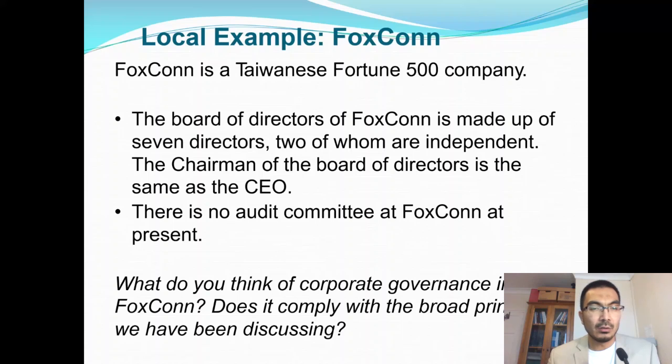Again, as we mentioned, there's no audit committee, which means that obviously internal control systems are not properly in place. So it doesn't comply with the principles that we have discussed in corporate governance. They need to appoint an audit committee in order to have an internal control system. Obviously, the CEO of the company will have this internal control system in place because he's going to be in charge of it. But if they have an audit committee, then they will take this responsibility from the CEO of the company.